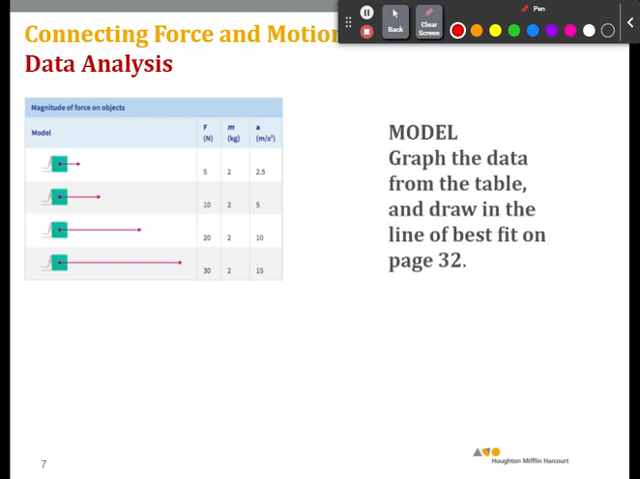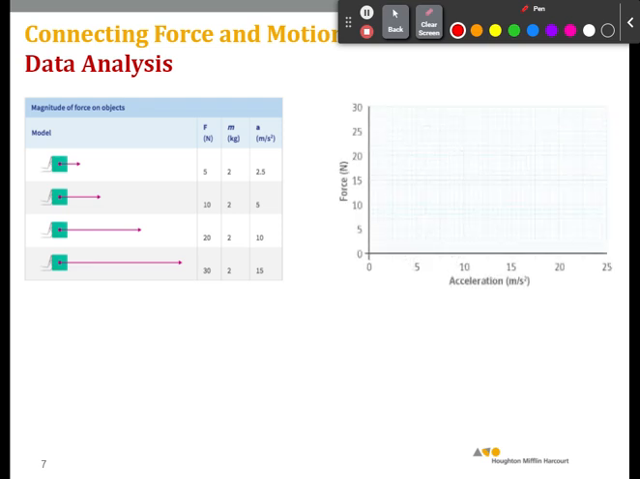Here we have some data that was presented to you in your book. We're going to graph it and draw the line of best fit. So let's graph it. Always look at the labels on your graph. Always look at what the x and y axes represent. So we have force versus acceleration. When we have a force of 5, we have an acceleration of 2.5. So there's a data point there.